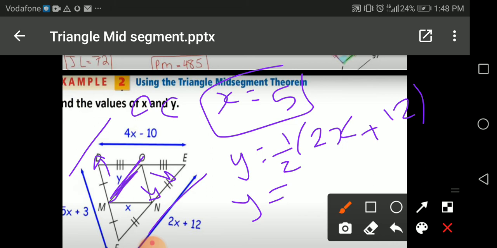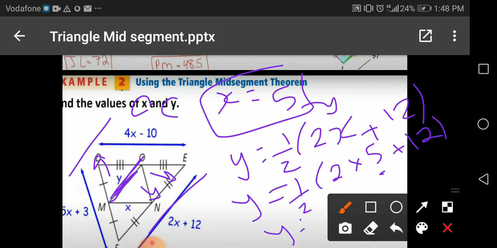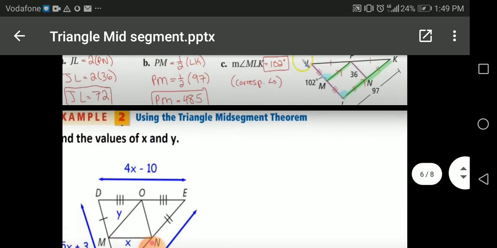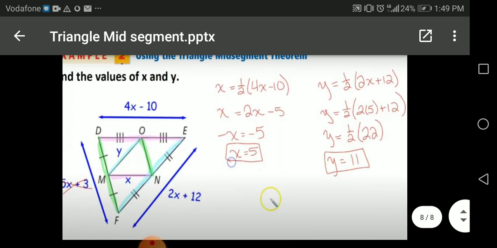Why? Because we have x, and I know the value of x. It's 5. So half, open bracket, substitute 5 for x, then plus 12. Then y equals half of 2 times 5, 10, plus 12. Half of 10 is 5, plus half of 12, which is 6. So y now equals what, guys? It equals 11. So I got the value of x equal to 5 and the value of y equal to 11. And here you have the steps. I hope you understood this, guys. Thank you for listening. Bye bye.